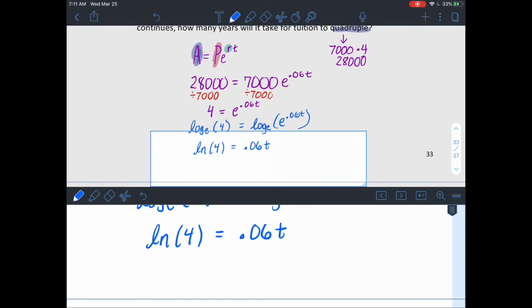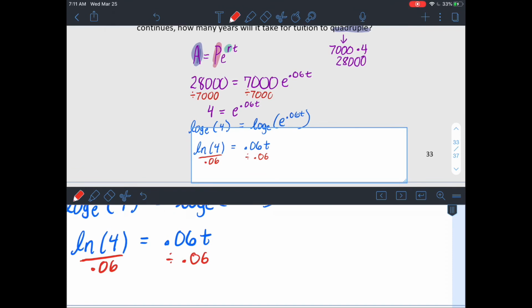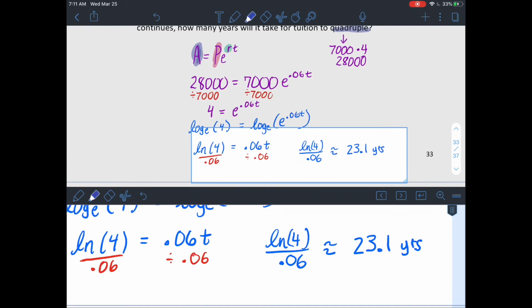I could get the decimal for natural log 4. I'm just going to go ahead and divide both sides by 0.06. And then if you use your calculator, you have natural log programmed into it already, so you can do natural log of 4. Make sure you close your parentheses and then divide by 0.06. Should give you approximately 23.1 years for tuition costs to quadruple, which is still kind of scary.